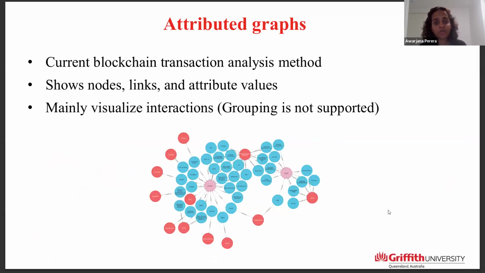And moving on to attributed graphs, I mentioned that this is the most popular way of analyzing blockchain-related data. So an attributed graph is a node-link diagram. Data is represented in nodes and links and showing some values in a certain attribute. And these attributed graphs mainly visualize data and their relationships with each other. And it does not support any clustering or grouping based on the attribute values.